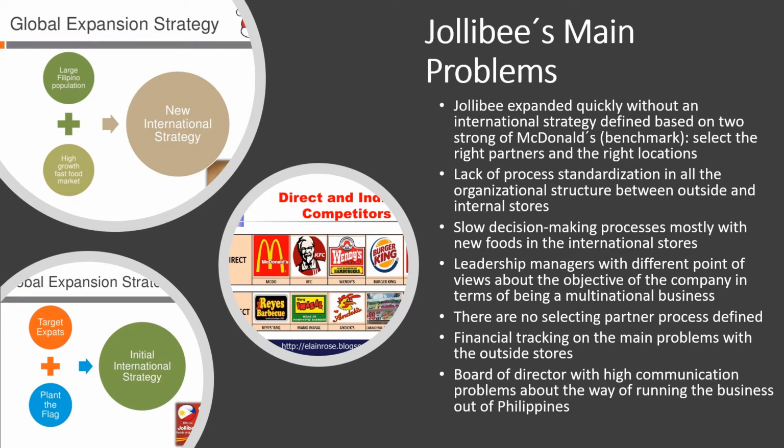Jollibee has been facing different problems: lack of process standardization in the organizational structure between outside and internal stores, slow decision making mostly with new local meals for international stores, leadership not aligned about the objectives of the company, and some problems with communication and finances not being robust in the whole supply chain. Considering these problems, Jollibee has to create a good international strategy with objectives defined across the organizational structure.